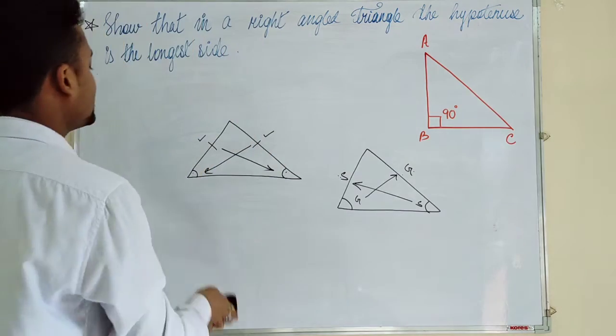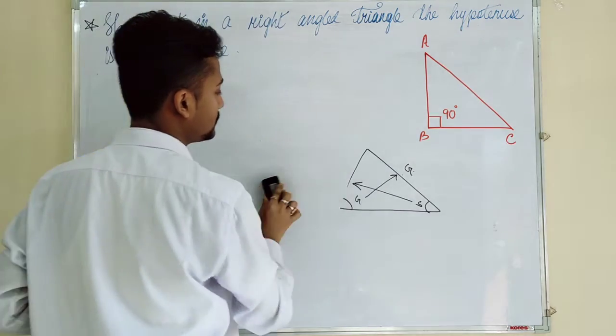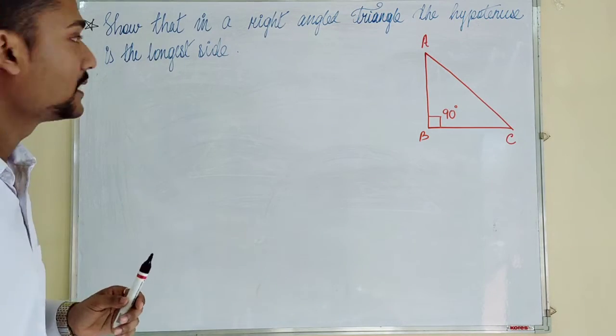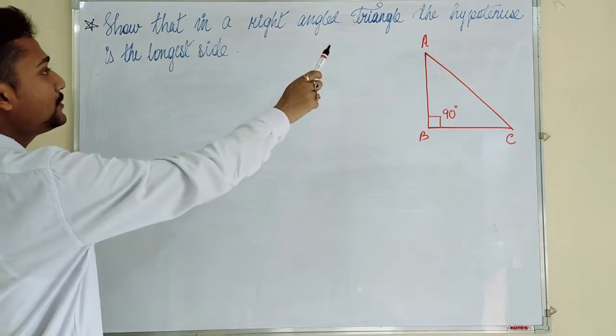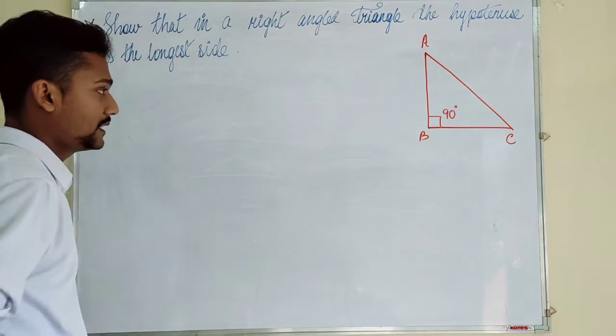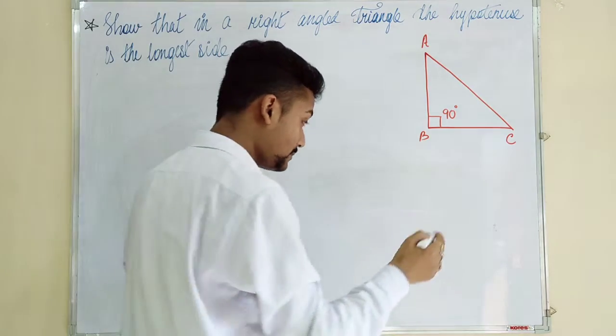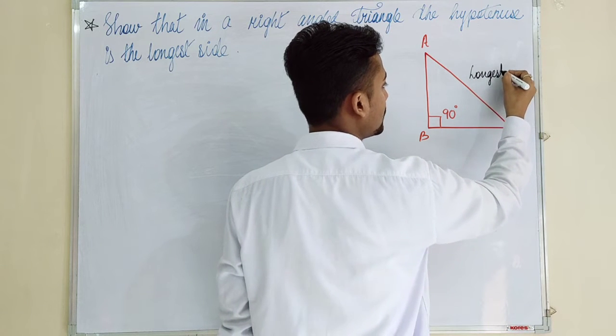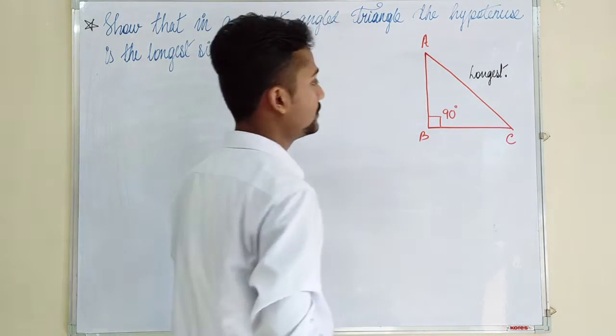So today we will try to prove that in a right angle triangle the hypotenuse is the longest side. This particular side is longest, you need to prove that.